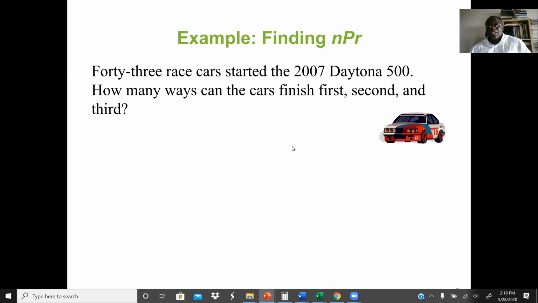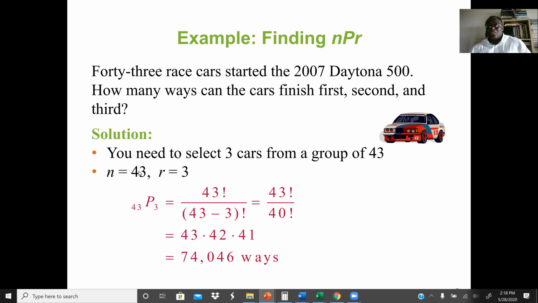Now another question says 43 race cars started the 2007 Daytona 500. How many ways can the cars finish first, second, and third? So here we have 43 cars, but our finishing should be only 3: first, second, third. So n is the whole total of cars, 43, and for finishing we need only 3. But these 3 can be any 3 from the 43. That's what we mean by permutation.